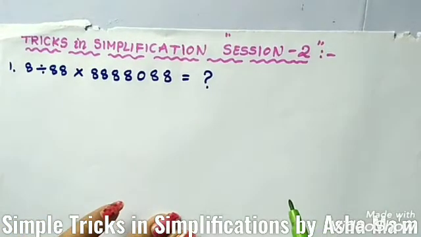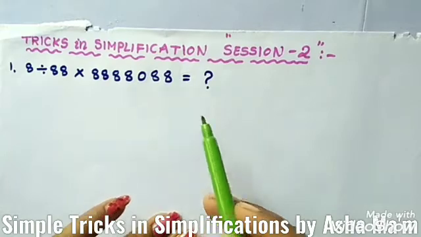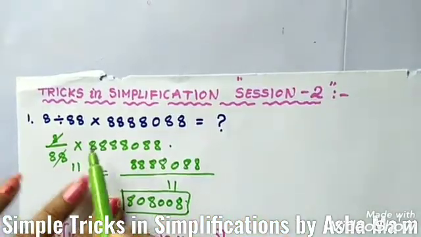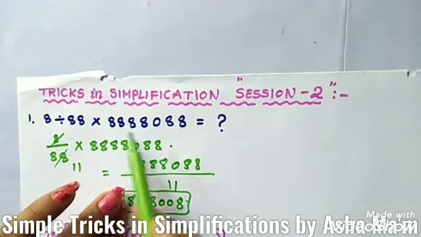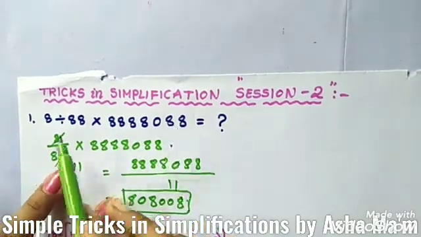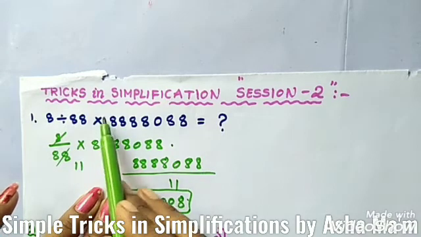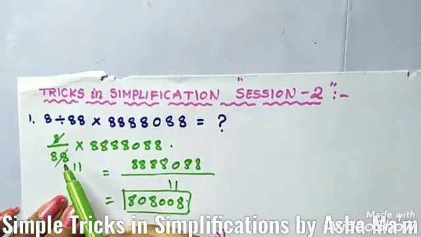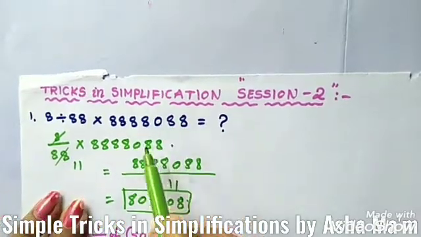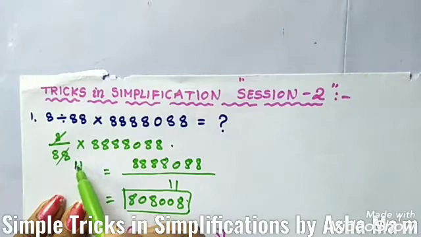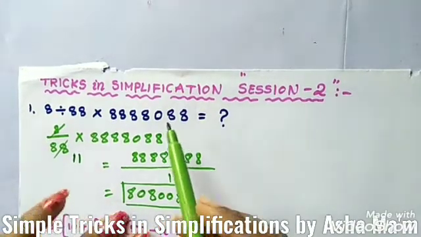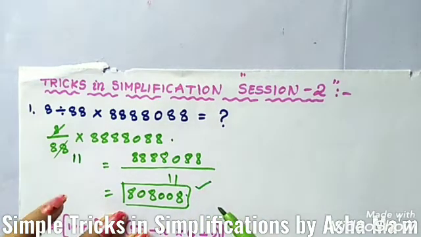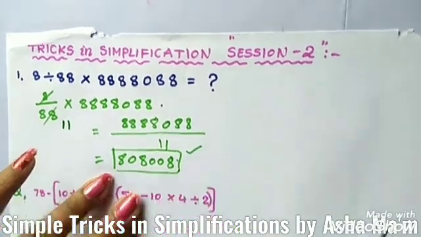This is the first question. Just while simplifying, what we have to follow. Simply 8 divided by 88 into 8888. So here is a division operation and here is the multiplication operation. Here you can see 8 by 88 into this number I have written here. So here is the cancellation, 11 times. Then directly you can write like this, 8888 by 11. So this is the answer. Right. Let us see the next question.